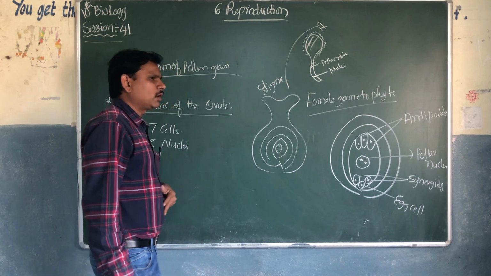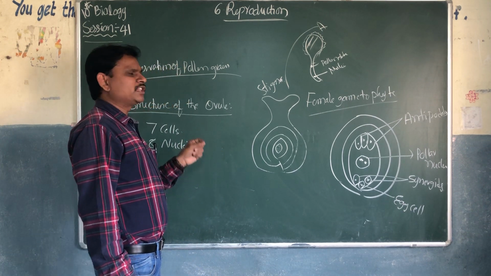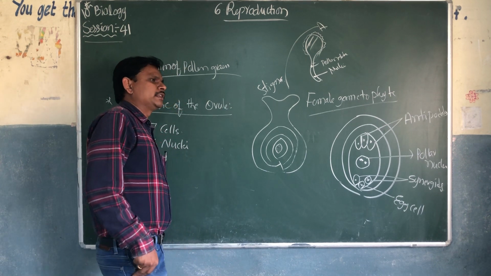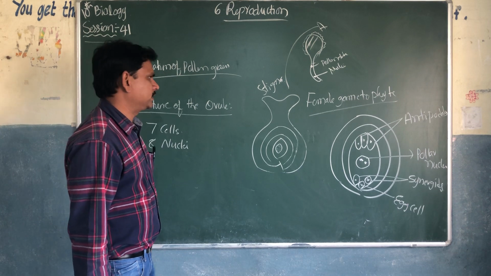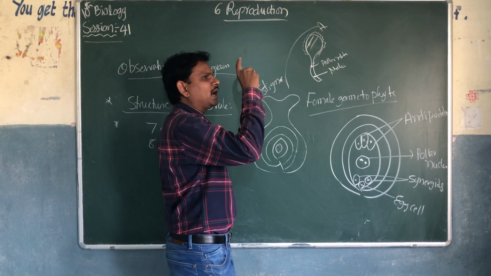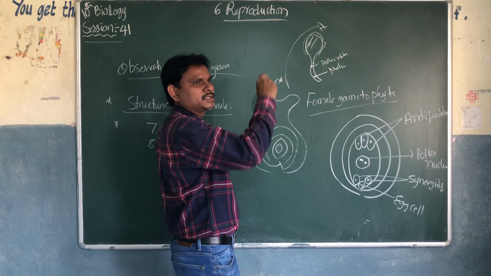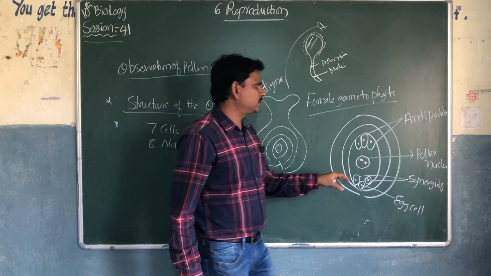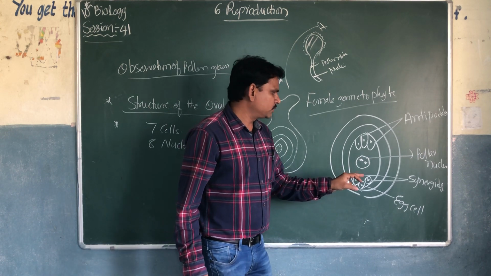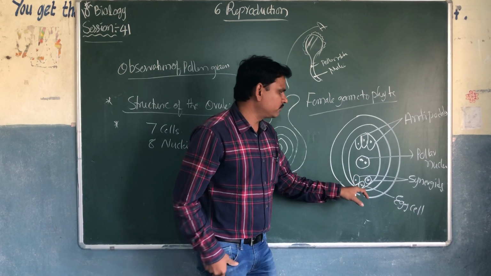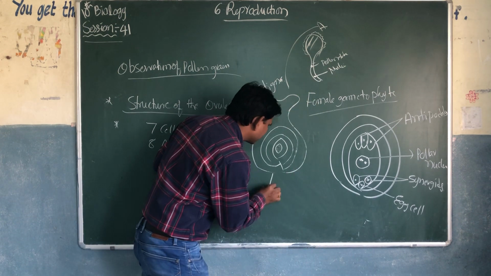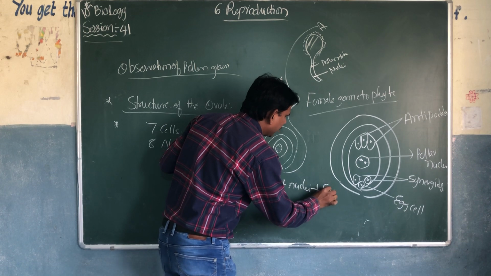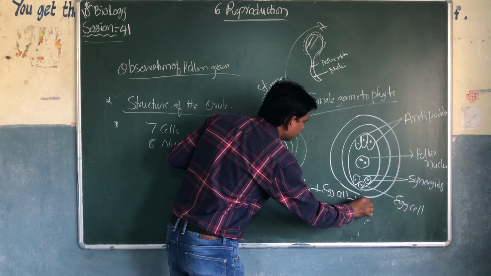Here, double fertilization takes place in these flowers. What is double fertilization? How does it take place? Actually there are 2 nuclei present in the pollen tube. The first nucleus enters the embryo sac and fuses with the egg cell to form the zygote.